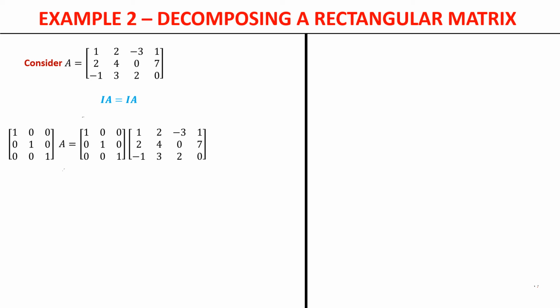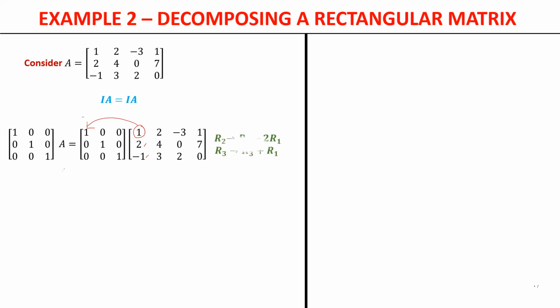Let us now look at the second example where I have considered a 3 by 4 rectangular matrix. So let's proceed in a similar manner. You see here that I have written it as IA equal to IA. I have written I on the left side, and A on the right side, and we have automatically 1 here, so there is no need of any change. So that 1 is automatically there. So there is no need of any change there. But I need to make these two positions 0.